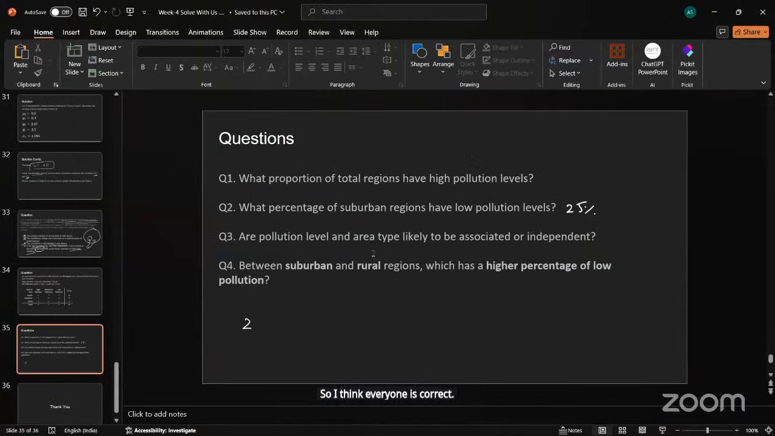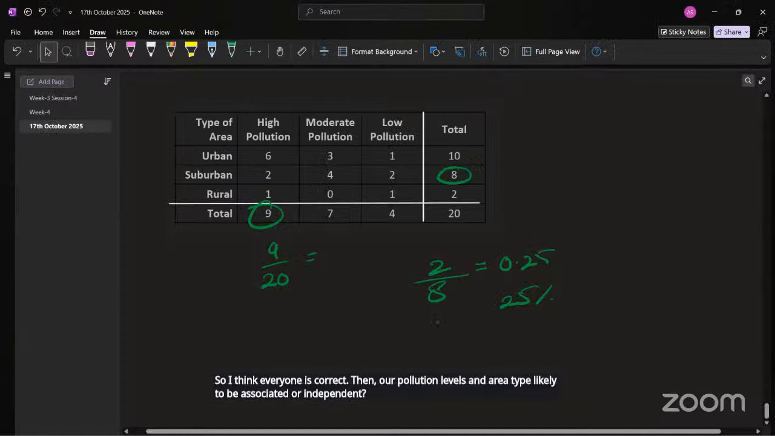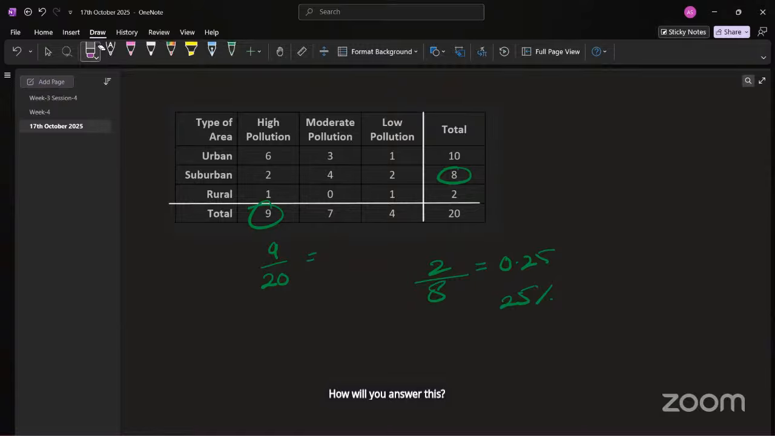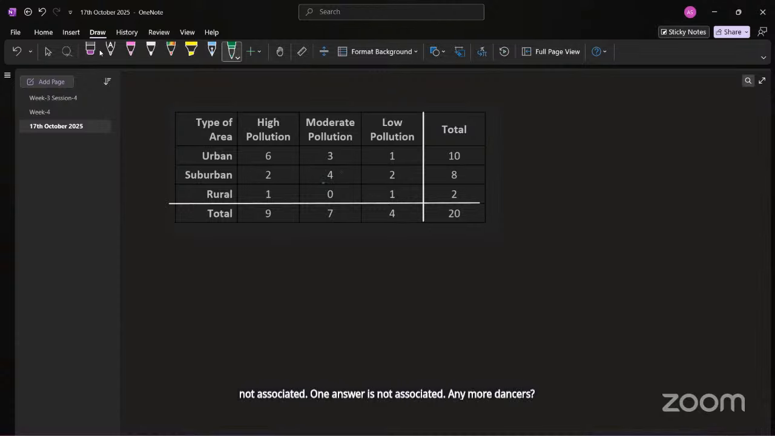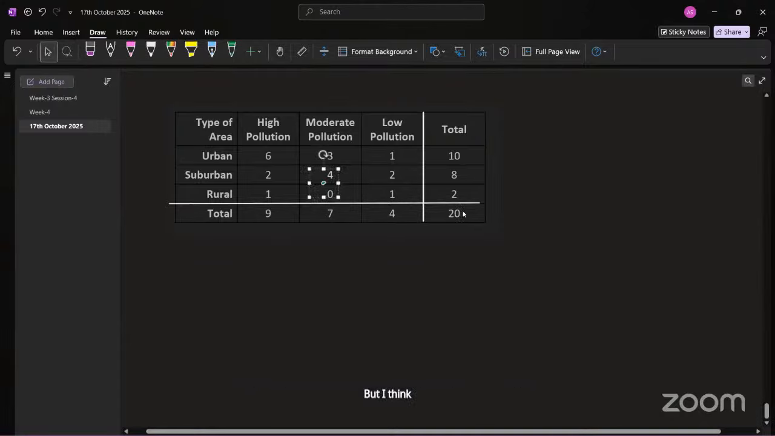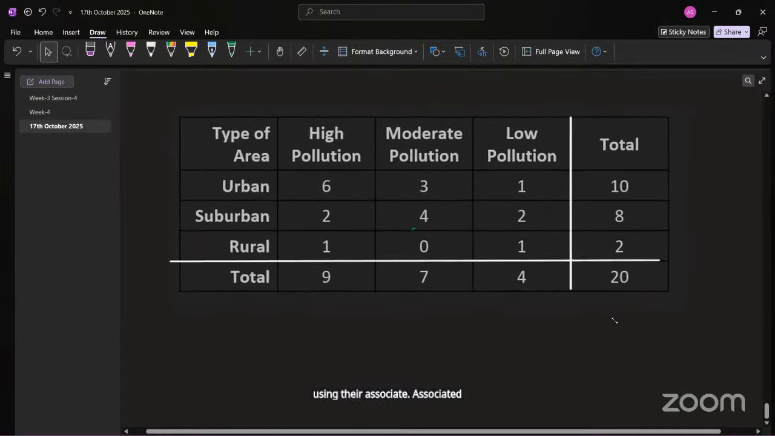Then are pollution levels and area type likely to be associated or independent? How will you answer this? One answer is not associated. Any more answers? Some think they are associated. Okay.